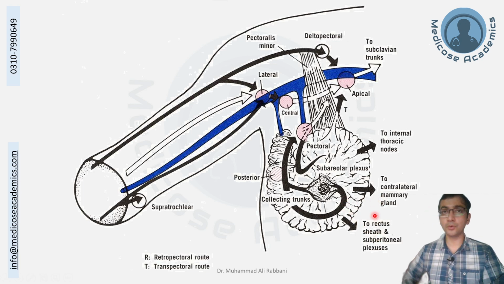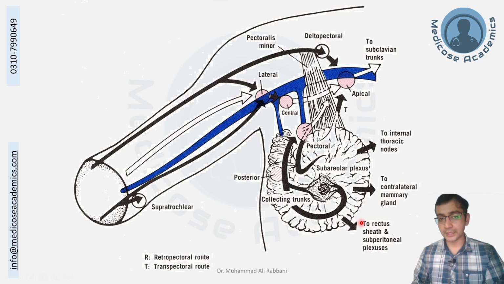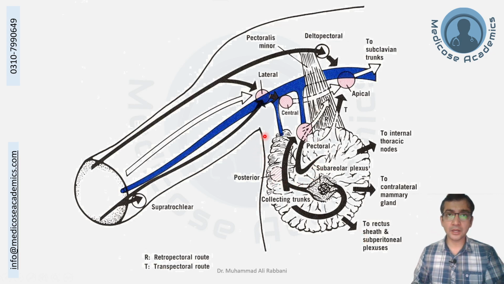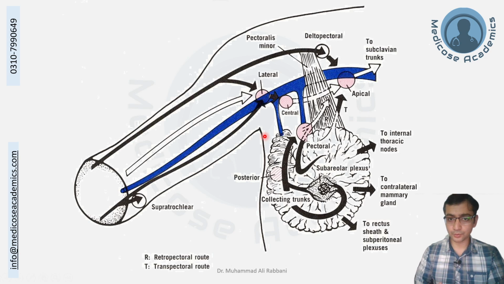They may go down and go to the lymphatic drainage of the various parts of the abdominal cavity, like to the rectus sheath or subperitoneal plexus. They may go to the axilla and they may drain into some other group of nodes other than the pectoral nodes, like subscapular nodes.